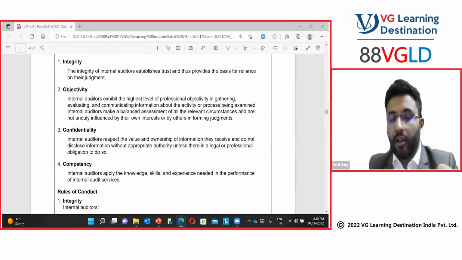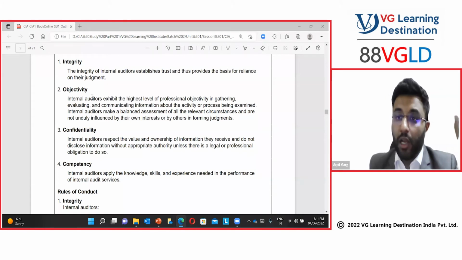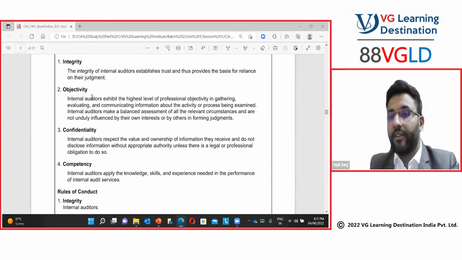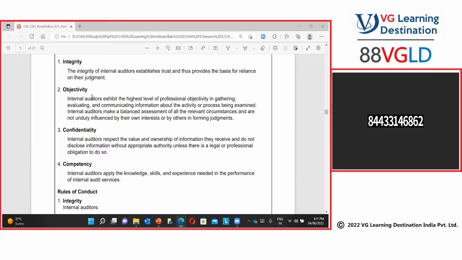Is that clear? First of all, can we have a fundamental rule? Organizational independence is an organization-level attribute. Objectivity is what level attribute? Is it organization level or individual internal auditors? Individual internal auditors. Okay. Individual level.